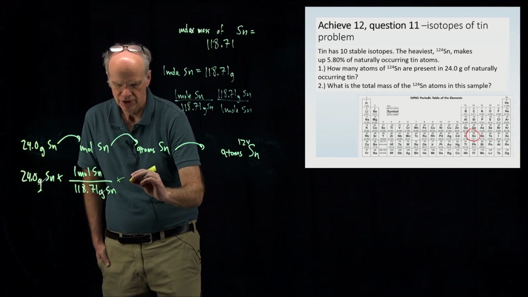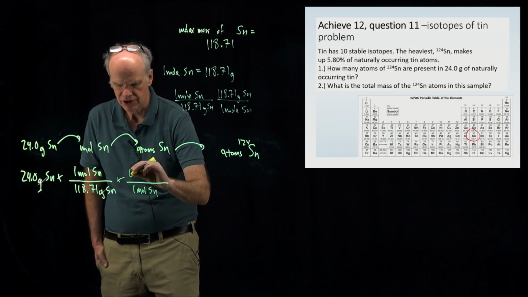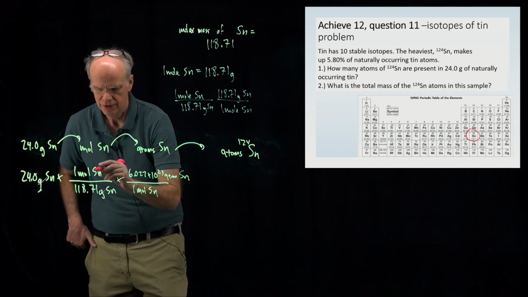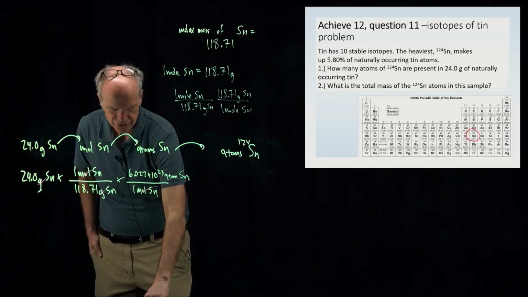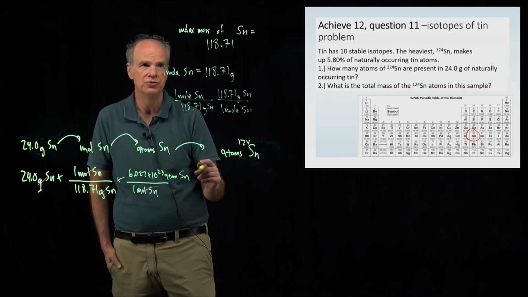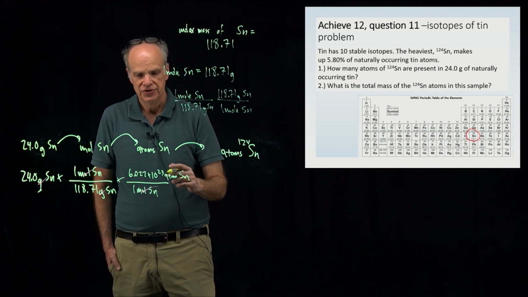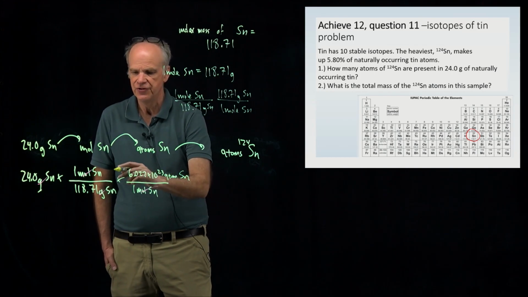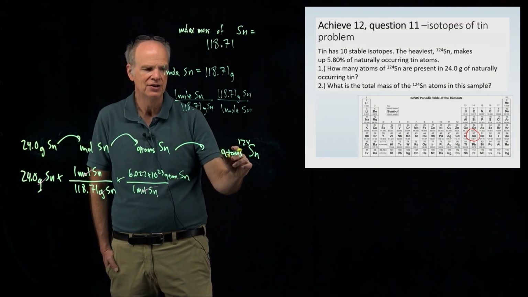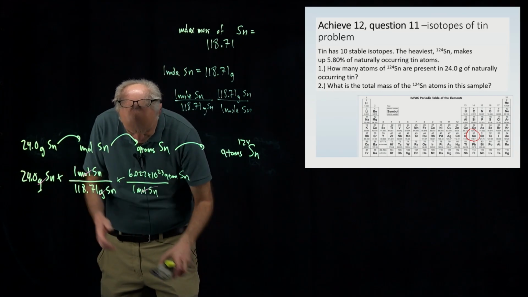So you use Avogadro's number. We're going to have 1 mole of tin here and Avogadro's number. And then at this point, you can see that the moles of tin cancels out, and now you're at atoms of tin. And so the final step is you want to get this atoms of tin into atoms of this particular isotope, and that's where the 5.80% comes in. So let's go ahead and figure out the total atoms of tin, and then using 5.8%, we'll figure out the atoms of the 124Sn isotope. So you can go ahead and do this on your calculator.